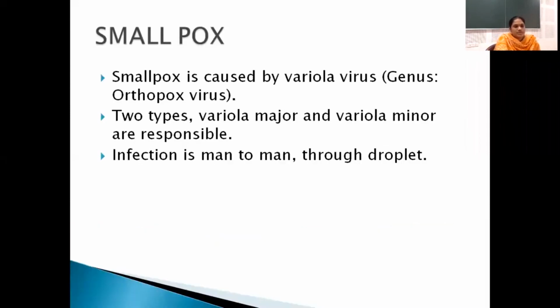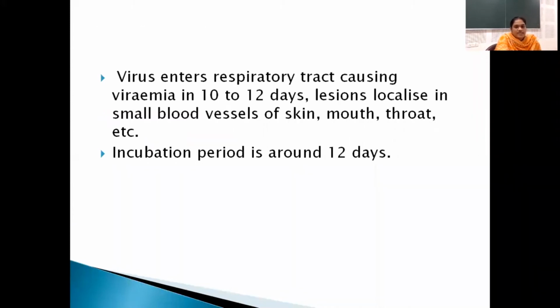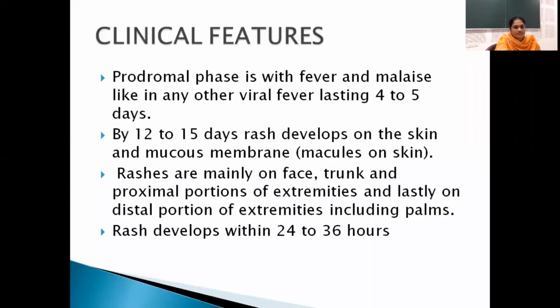Smallpox is caused by variola virus. The types responsible are major and minor. Infection is from man to man through droplets. The virus enters the respiratory tract, and its proliferation occurs within 10 to 12 days. The lesions are localized in the small blood vessels of the skin, mouth, throat, etc. And the incubation period is around 12 days.